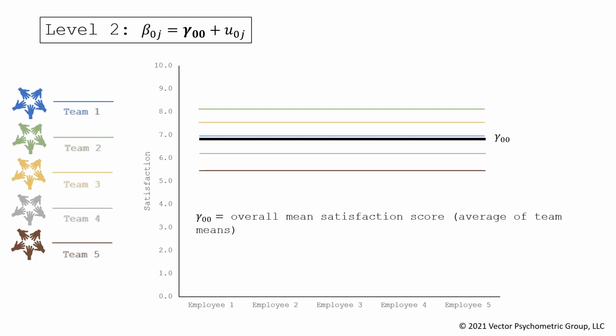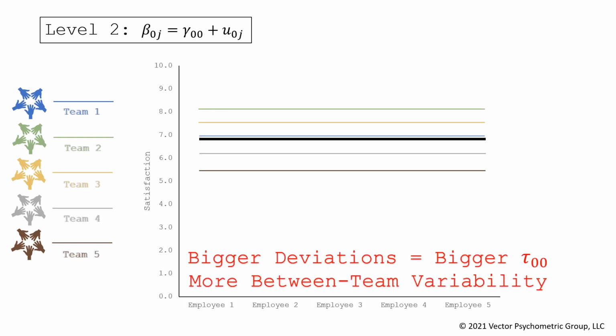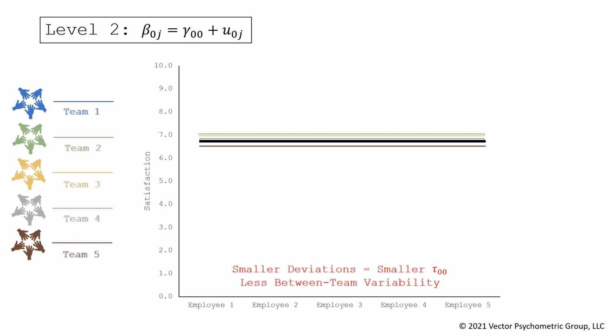Further, by looking at differences between the team means and the overall mean, we get U0J, also known as the level 2 residuals or unique team effects. For example, Team 1's mean is only slightly above the overall mean, so their residual is small, whereas the Team 2 residual is larger. In general, bigger deviations around the overall mean results in a larger tau 00 or level 2 variance, indicating more between team variability. When deviations from the overall mean are small, the level 2 variance will be small.